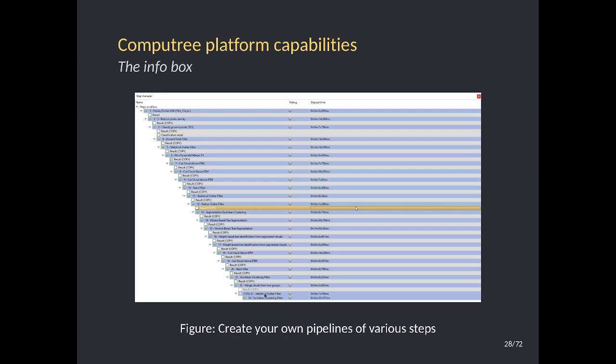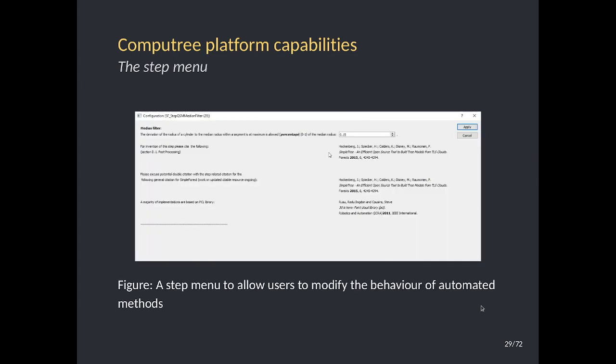And we can see here we can put a lot of steps. One step takes the output of the previous step. And so we filter, we segment, we filter again the segmented clouds, and we build our tree models. It can be a huge pipeline of single steps.